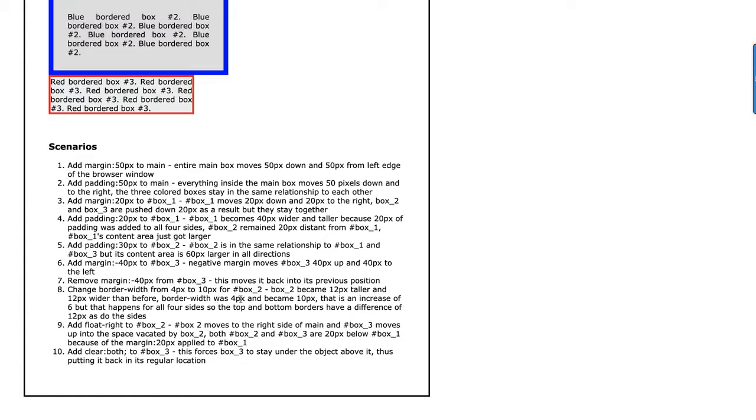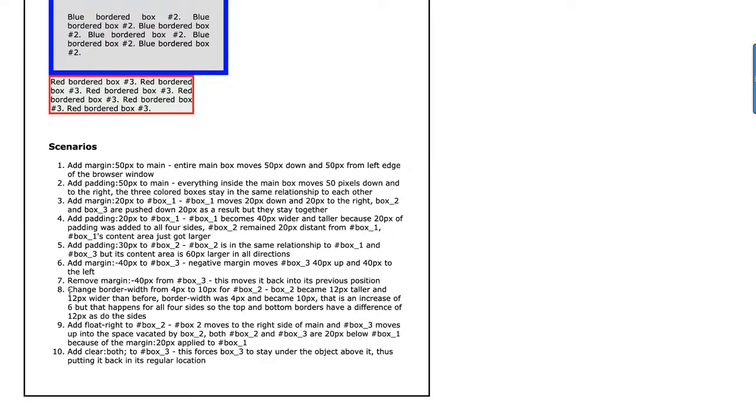Border width is 4 pixels and became 10 pixels. That is an increase of 6. But that happens for all 4 sides. So the top and bottom borders have a difference of 12 pixels. So notice how that math occurred there. Go back through it, okay?